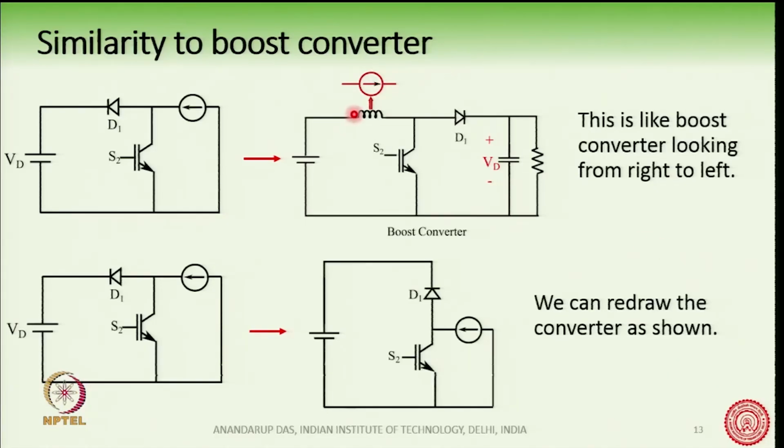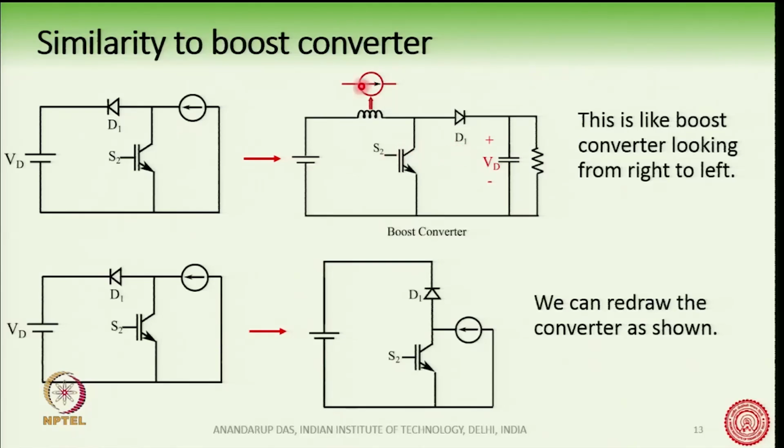then looking from left to right, we see that there is a current source, a control switch, a diode, and a voltage source, the capacitor. Similarly, looking at this circuit, there is a current source here, a switch here, a diode here, and a voltage source here. So, for this circuit looking from right to left, and for this boost converter looking from left to right, we see that these two circuits are very similar.